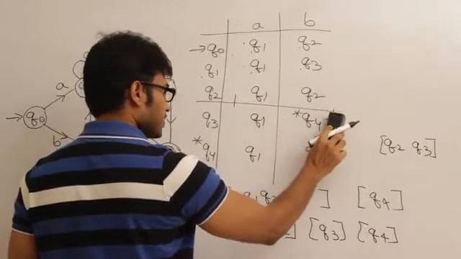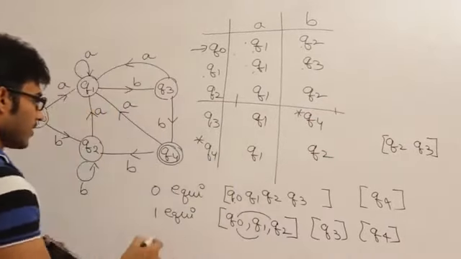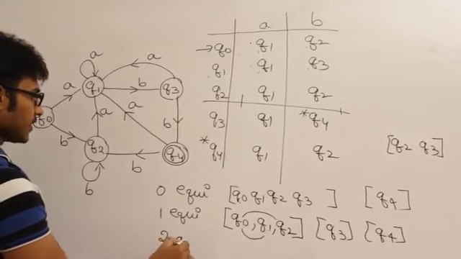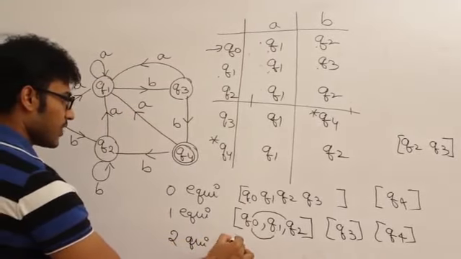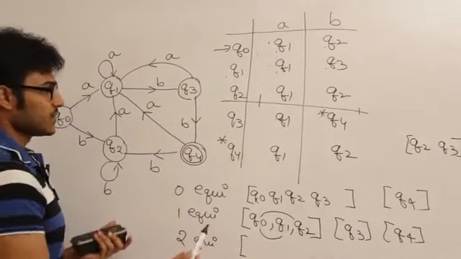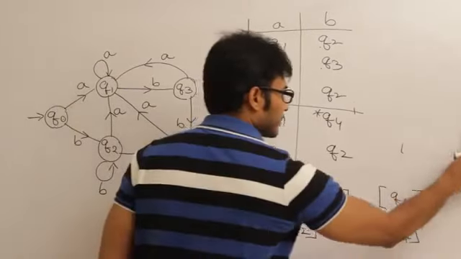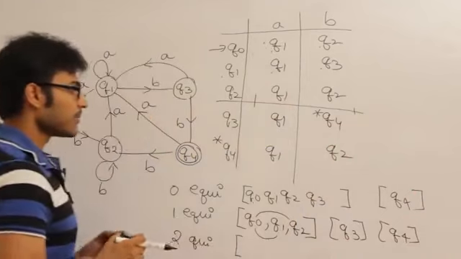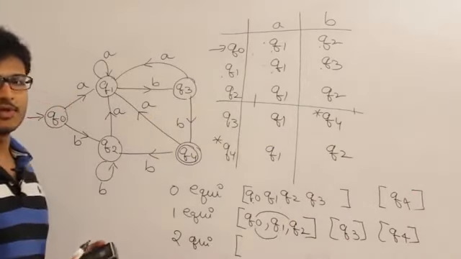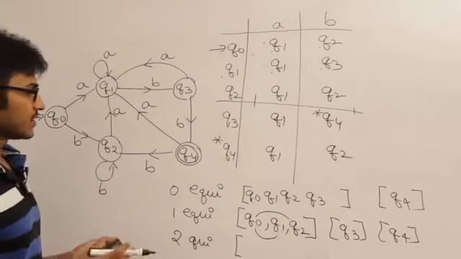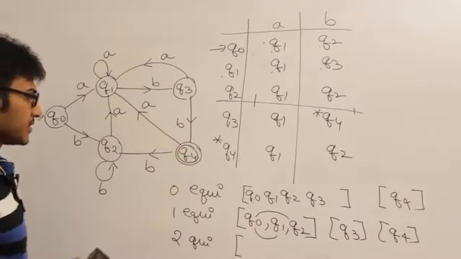I will solve more examples, don't worry. Now I want to find out 2 equivalent states. In order to find out 2 equivalent states, again start with the same thing. This is also called the partitioning method. There is one more method called the table filling method. I am not going to discuss it, and it is very difficult. This one is pretty easy, right?